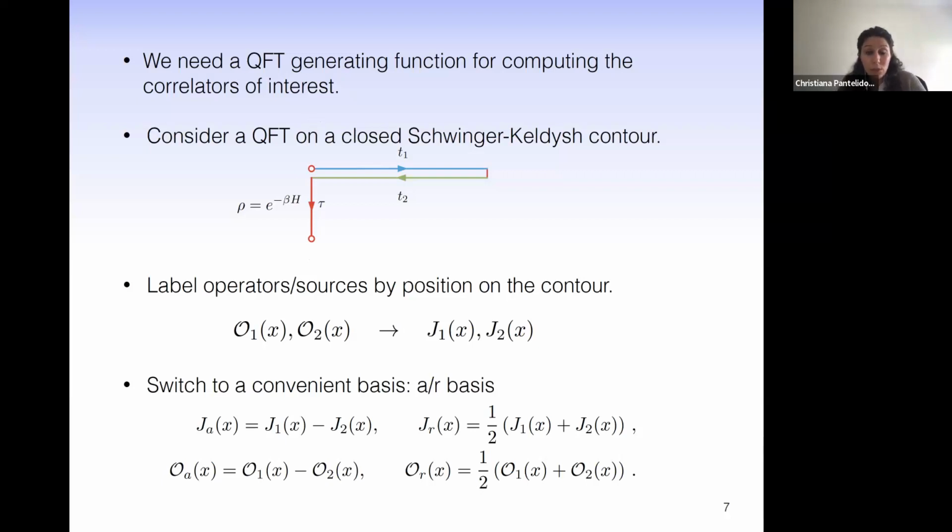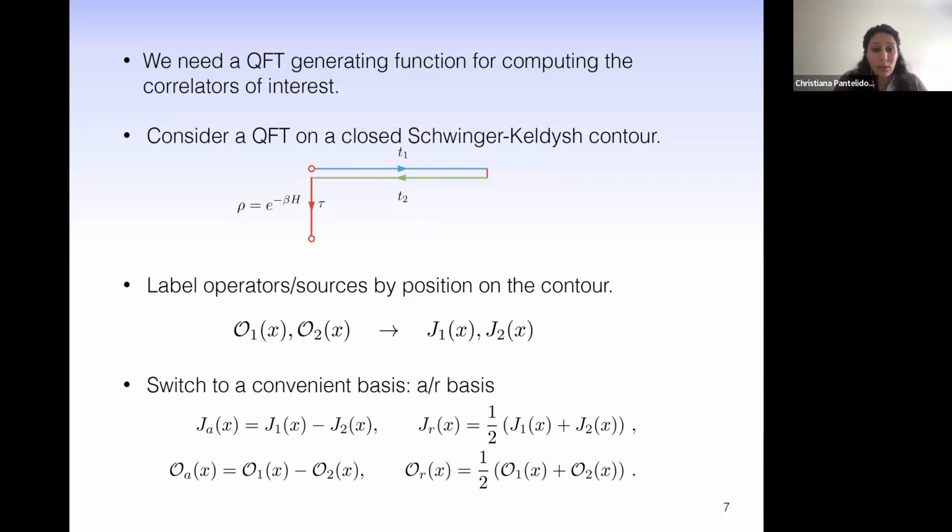In what follows, I will be inserting a source J1 associated with operator O1 on segment 1, and I will be inserting source J2 associated with operator O2 on segment 2. And I will have no sources on the Euclidean segment.